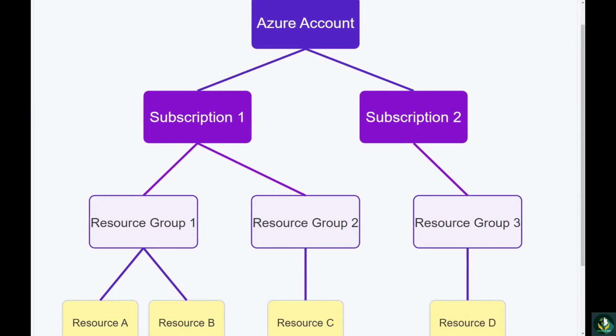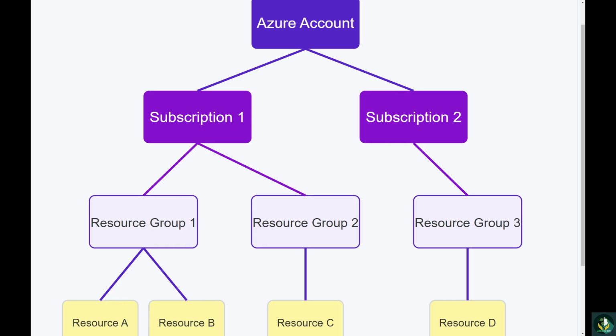Moving further down the hierarchy, we encounter resource groups. These serve as logical containers for your Azure resources. Resource groups allow you to bundle related services together, making it easier to manage, monitor, and apply policies to sets of resources as a single unit. For instance, you might group all resources for a specific application or environment within one resource group.